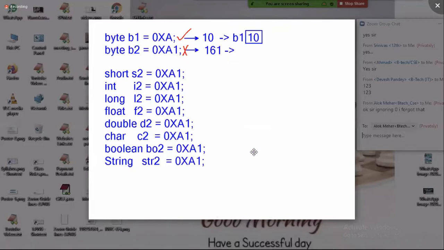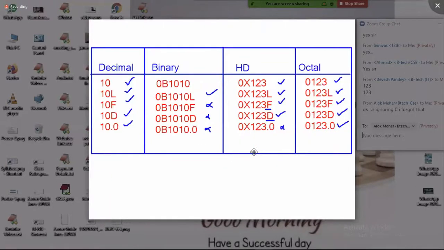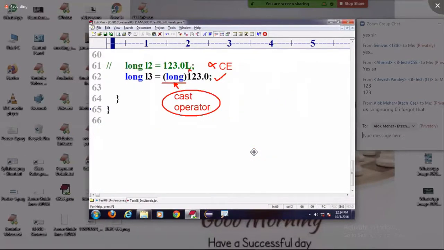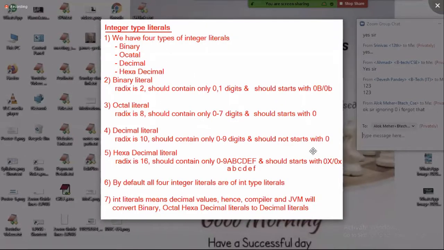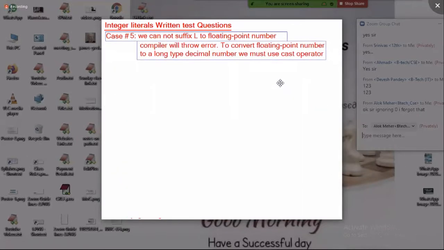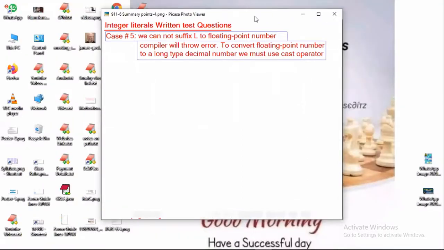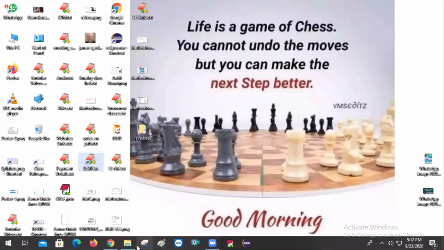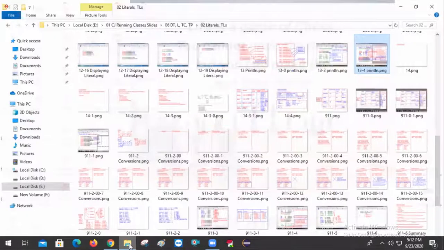Now moving to the next point. Integer type. These are all the points about int type literals. So this is the story about literals, the types of literals topic completed. I hope all of you understand literals and types of literals?